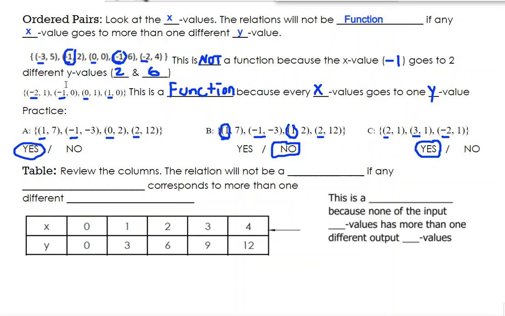All right, so that's how we do it in ordered pairs. We just look at our x values. If they're all different, it's a function. If they repeat, it is not a function. Like this example here, -1 repeated, not a function.